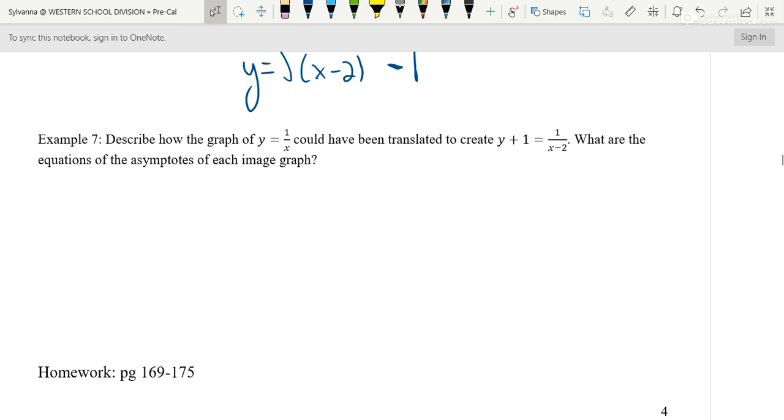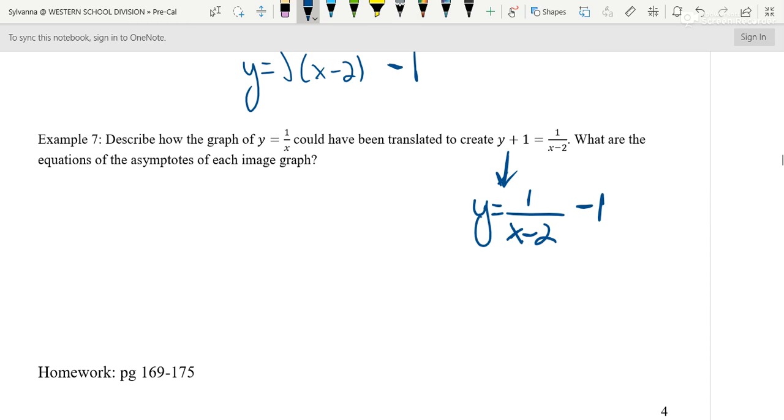Describe how the graph of y equals 1 over x could be translated to create y + 1 = 1 over x minus 2, and then what are the asymptotes. So this is what we just covered on your test yesterday. I can rewrite this. Got my plus 1 on the other side. y equals 1 over x minus 2, and then minus 1.